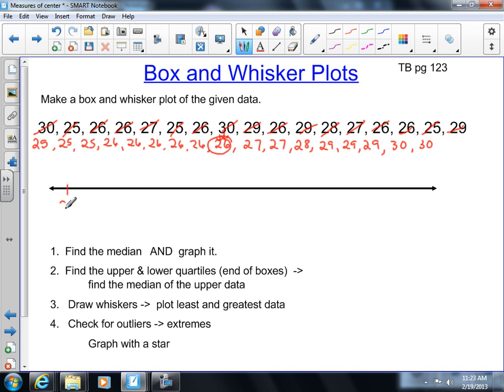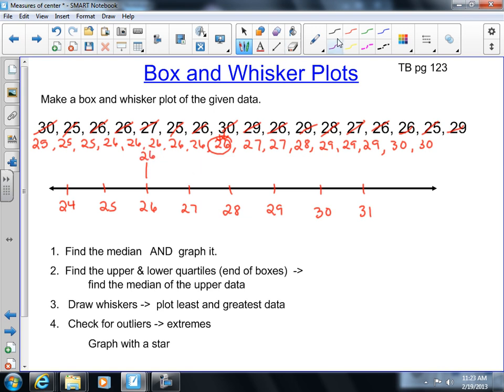Now, we need to make a number line. I'm going to start one number below 25, and it's just like counting: 25, 26, 27, 28, 29. How far do I need to go? I usually go one beyond what the highest number is, 31. Okay, so I'm putting my first bar for my 26.